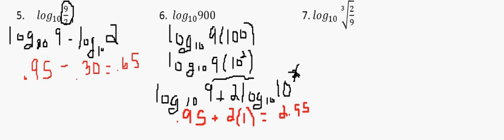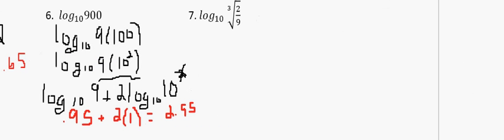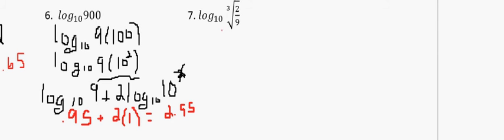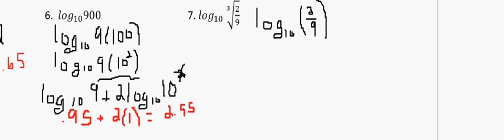Okay, let's look at our last example on expansion, and then we'll work on some contraction of these. Number 7. Again, that theme that constantly comes around is that we need to change our radicals to exponents. It's so much easier to work with them in exponential form than radical form. So I'm going to add some parentheses because I want to make sure I understand that the exponent applies to the 2/9. So I have the log base 10 of 2/9 to the 1/3 power.